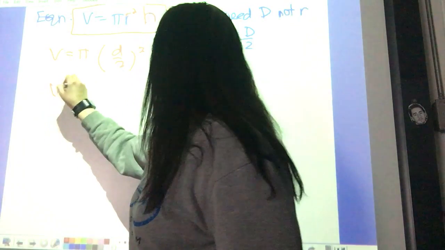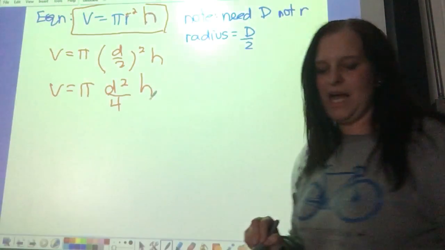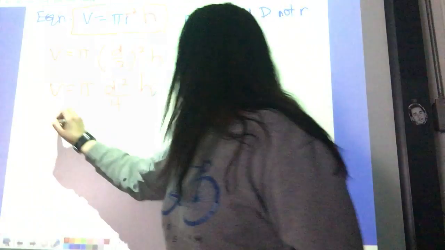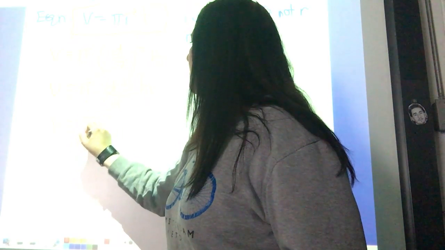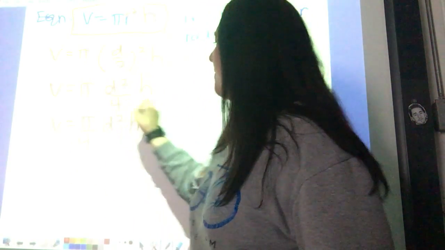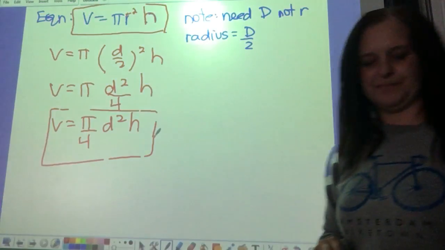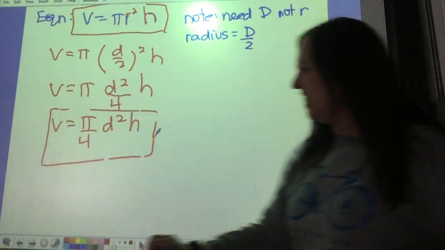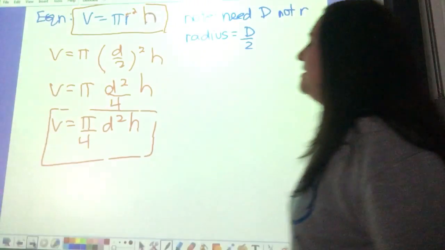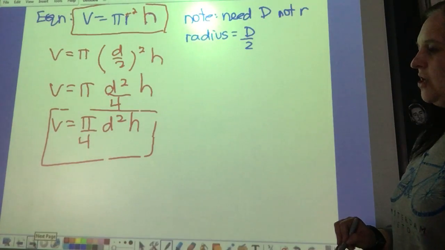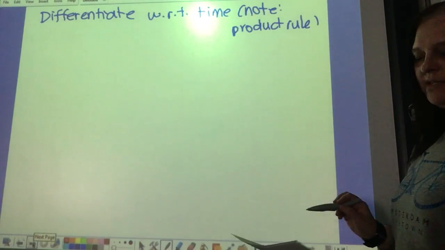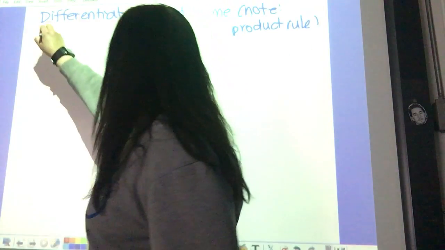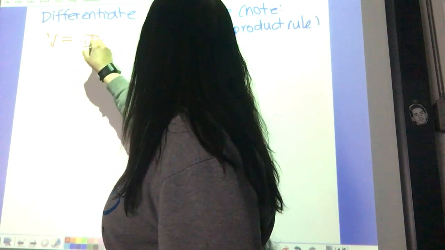We can clean it up a little bit. D squared is d squared. 2 squared is 4. So just to clean it up a bit, pi over 4 d squared h. So that is our starting formula. Okay, so our next and final step, we can differentiate with respect to time. So our starting equation was V equals pi over 4 d squared h.